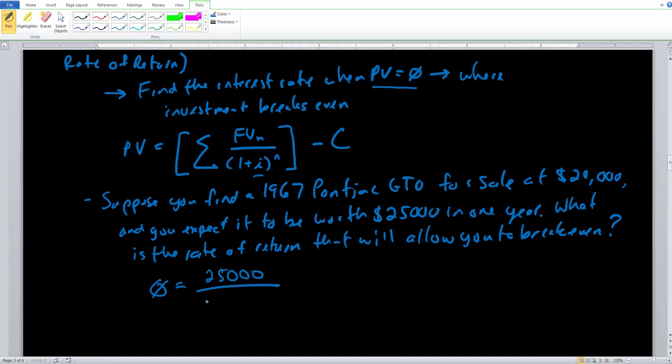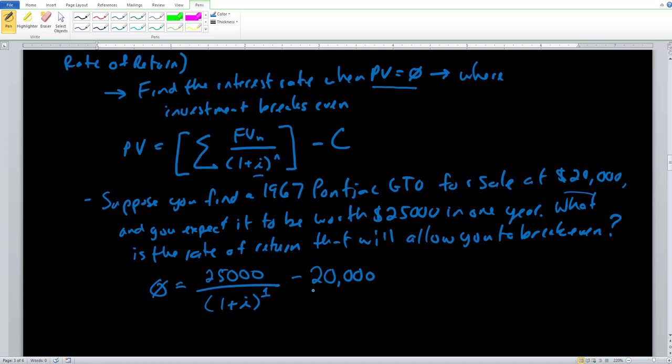We have 1 plus the interest rate. Remember, the I is our unknown. And the time period is 1 because we're just going from 1 year to the next year. And then we want to go ahead and subtract out the cost. The initial cost is $20,000. So $20,000 if we pay for this car right now.